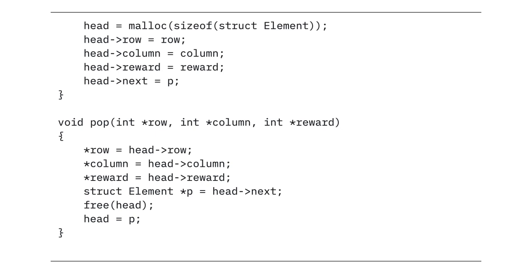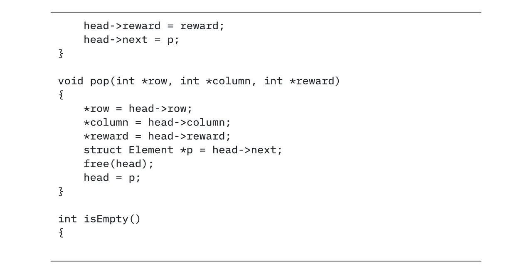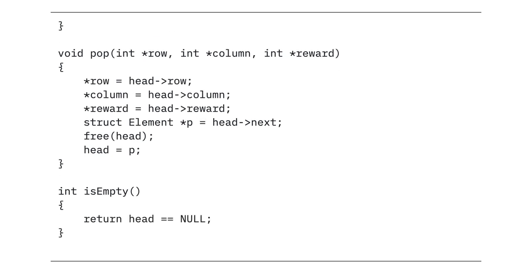We can then pop the stack like this. First, we indirectly assign values to the variables passed by address. We then create a temporary pointer that points to the second element in the stack if it exists, otherwise null. We then free the memory used for the element at the top of the stack. And then finally reconnect the head to the stack. To check whether the stack is empty is then straightforward. We simply check whether the head's pointer is null.